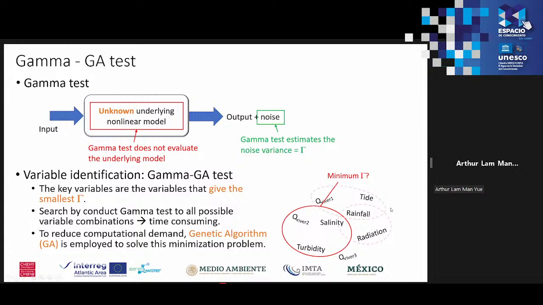To use this Gamma test in variable identification, we choose the combination of variables that gives the lowest variance, which means the lowest gamma. But to search the entire set of all combinations is very time consuming. Therefore, to save some time, we use the genetic algorithm to solve this minimization problem.